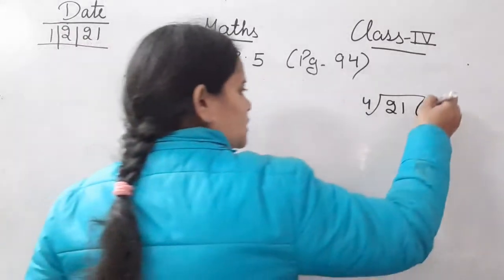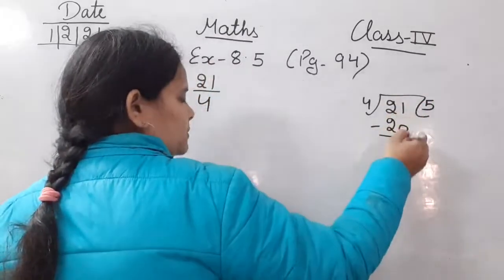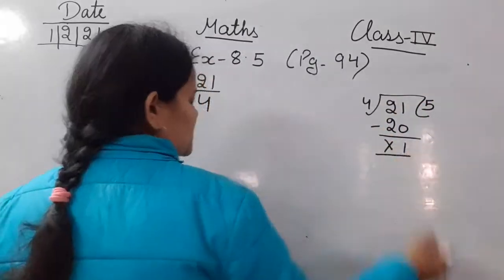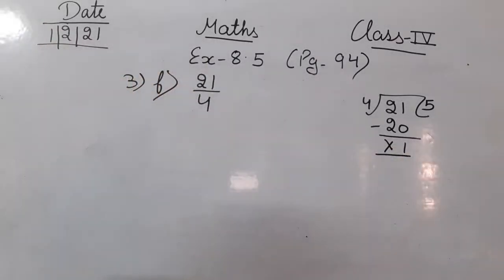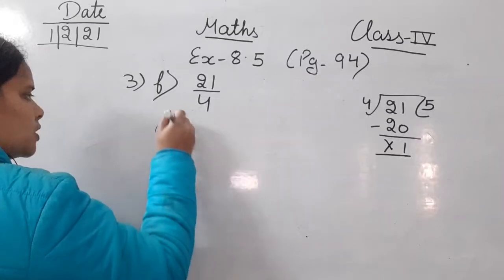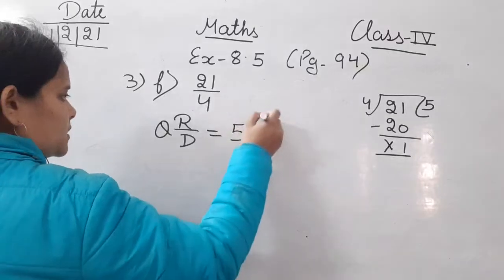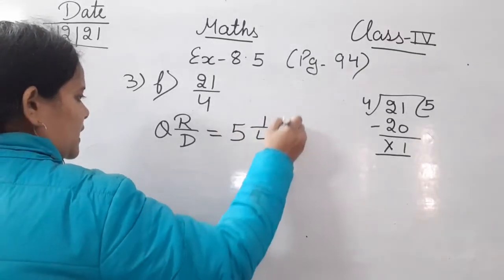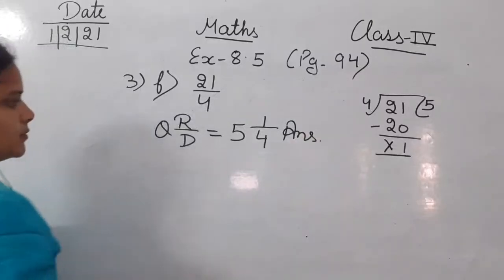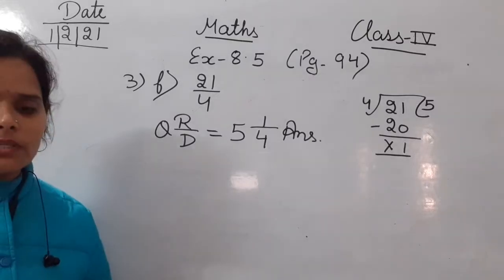4 fives are 20. 1 minus 0, 1, nothing. So that means the remainder we got, that is 1. The quotient is 5, whereas the divisor was 4. So we will write it like this: QRD. That is, quotient is 5, remainder is 1, divisor is 4, and this is the answer. QRD, quotient into remainder upon divisor. Okay, so this is the last part from sum number 3.